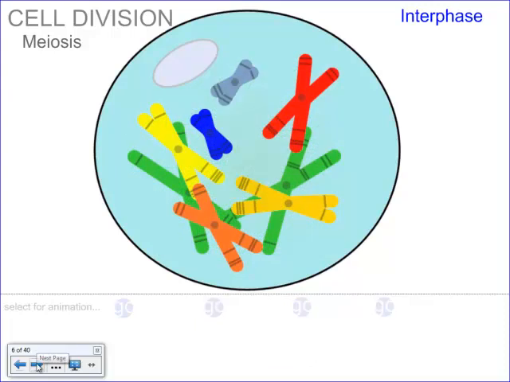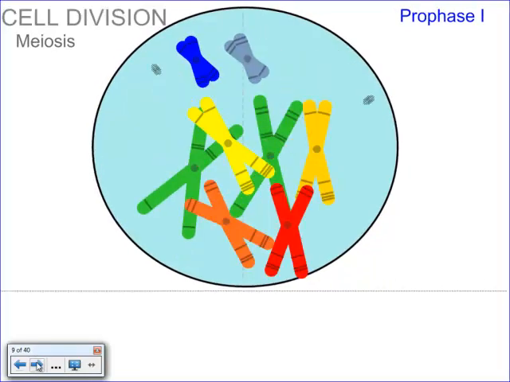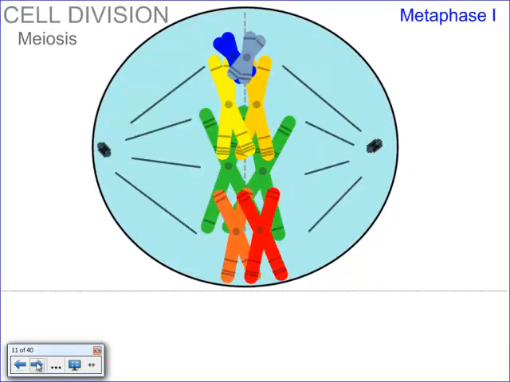So here we have a cell that has undergone interphase, it's undergone prophase, and now we're going to be moving on to metaphase. So here we see it finally in metaphase. Remember, we're lined up along the equator. Our homologous chromosomes have paired up. We're now having a tetrad.